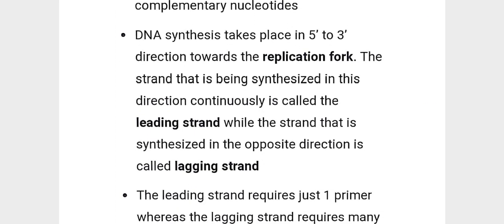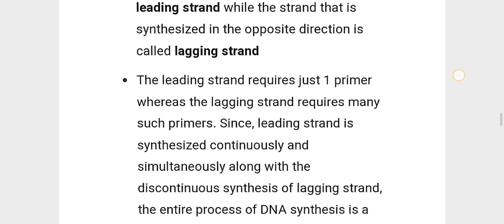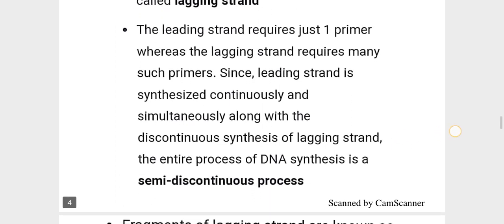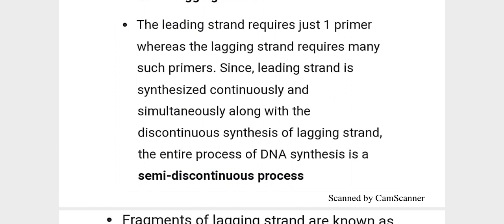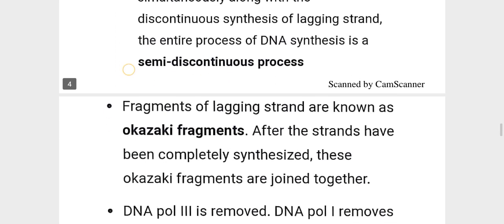DNA synthesis takes place in the 5' to 3' direction towards the replication fork. The strand that is being synthesized in this direction continuously is called the leading strand, while the strand that is synthesized in the opposite direction is called the lagging strand. The leading strand requires just one primer, whereas the lagging strand requires many such primers. Since the leading strand is synthesized continuously and simultaneously along with the discontinuous synthesis of the lagging strand, the entire process of DNA synthesis is a semi-discontinuous process.